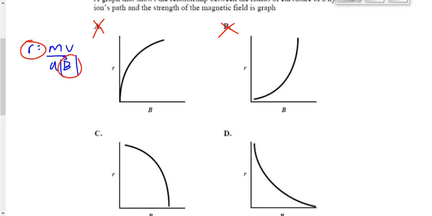Yeah, it is D. You're not going to see a graph in physics 30 that is shaped like C. D we see fairly often. This is y is related to 1 over x, or it could be y is related to 1 over x squared. Could be either one. They both look almost the same.